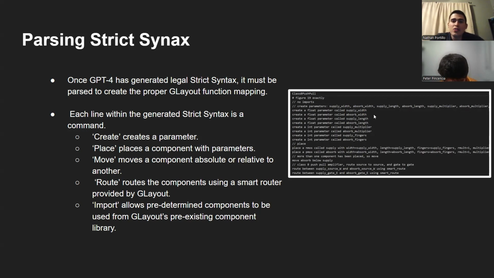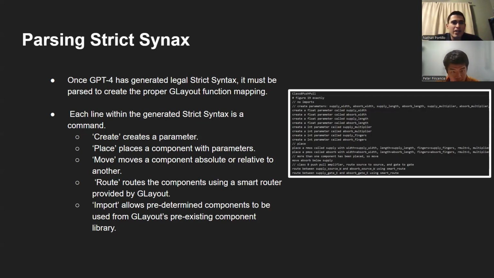You'll create your parameters, right? So the width, the length, any multipliers you might need, the type of parameter it is, so maybe it's an int, a float. And then you have to actually specify how you want this placed, moved, and routed relative to one component to another. And so this is all what we're really aiming for GPT-4 to generate. And once it does, we pretty much have to parse it. And again, that's a very simple problem to solve. We just use some regex within our code.